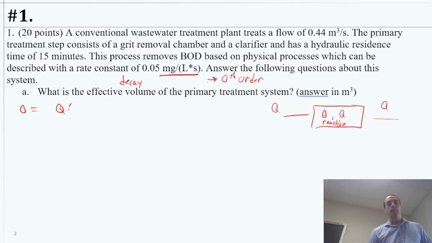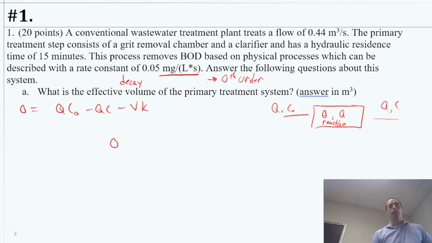But I would think of this as a CSTR with, at steady state, QC naught of whatever this stuff that we're removing, minus QC, minus our VK. We could do C to the 0 power for a zero order, or we could just leave it off. So that would be kind of our mass balance setup to solve something, but that'll be part B here. Actually, I'm ahead of myself. Part A is just asking what's the effective volume for the treatment system.